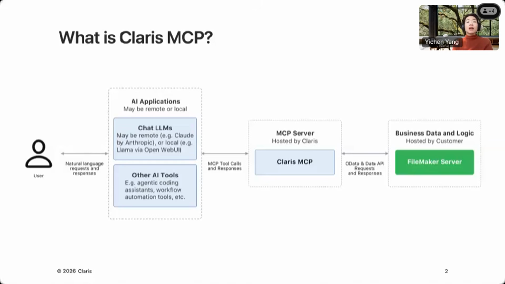well as Mike. So looking at this diagram, you can see how a user interacts with an AI application, which then communicates with your FileMaker application through Claris MCP. This means we're essentially giving FileMaker a voice that AI can understand, which allows for a more natural conversational interaction with your existing FileMaker solution.